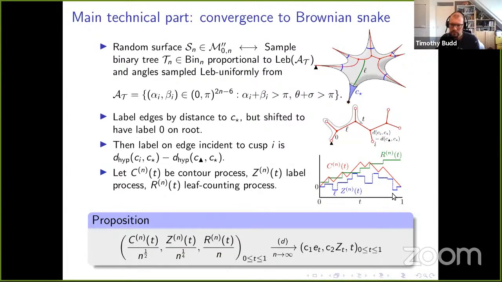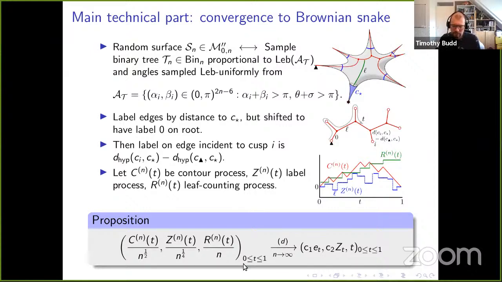And the main technical result that we need to prove the convergence to the Brownian sphere is that these three processes combined, after suitable normalization by powers of n, converge to the Brownian snake. And that the leaf counting process converges just to a deterministic, linearly increasing function, which tells us that the leaves are really deterministically uniformly distributed along the contour of this tree in the limit.